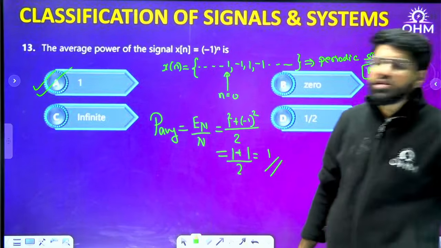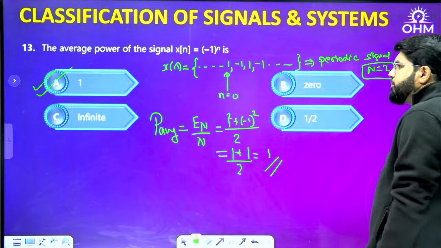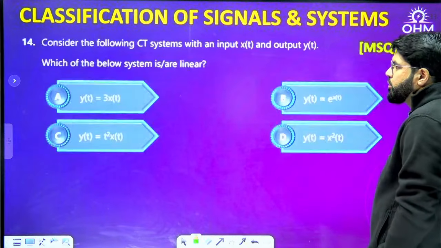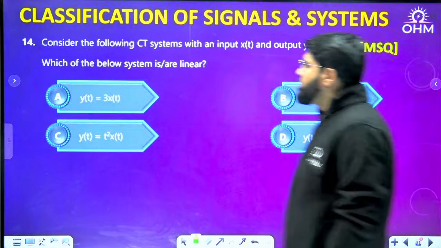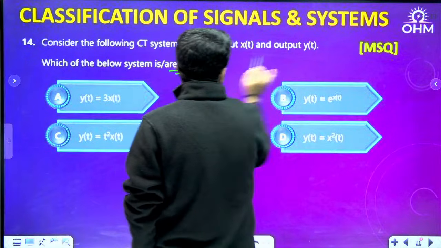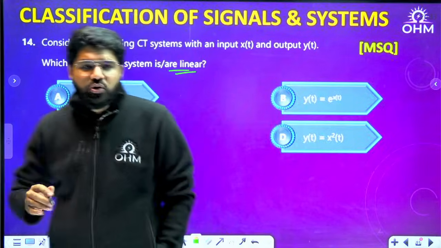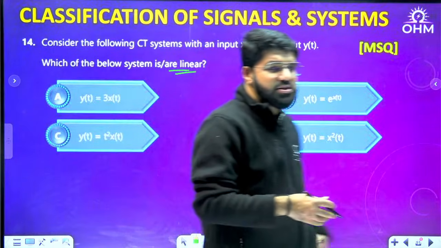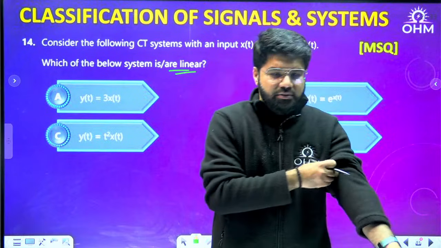Anyways, next question. Which of the systems below is or are linear? MSQ question. Now coming to linearity, time invariance, causality and so on.